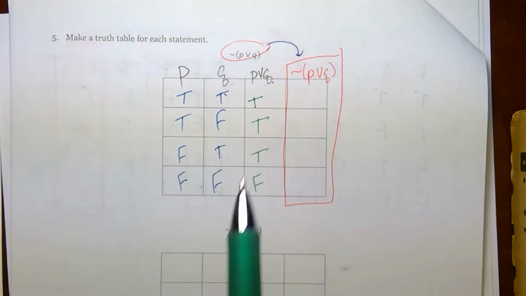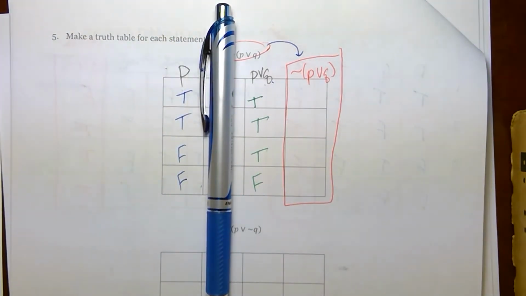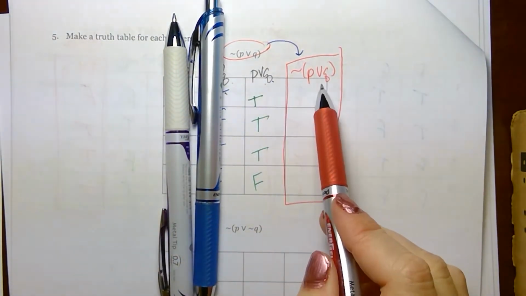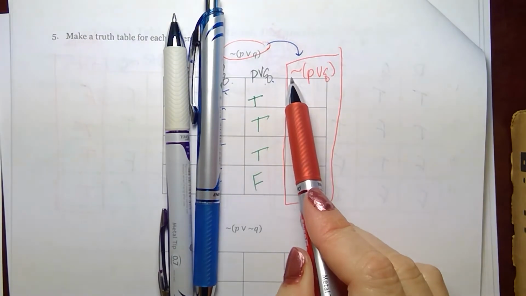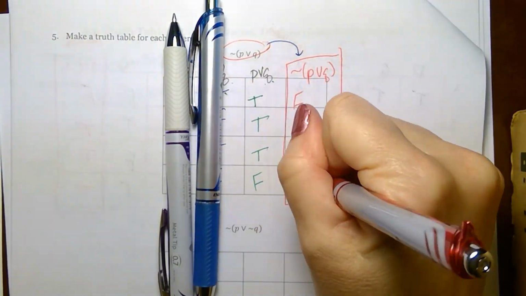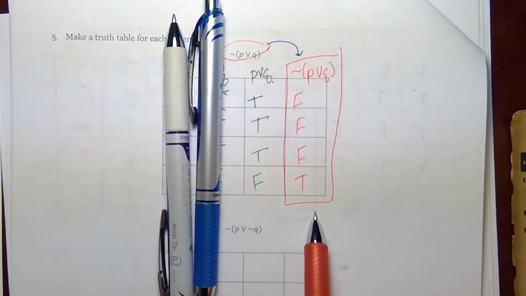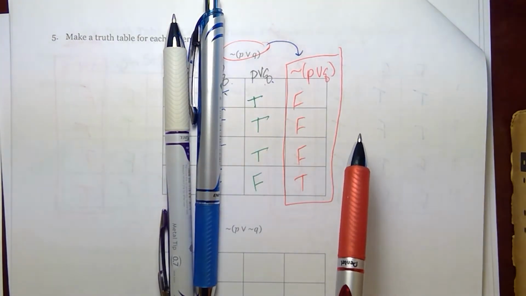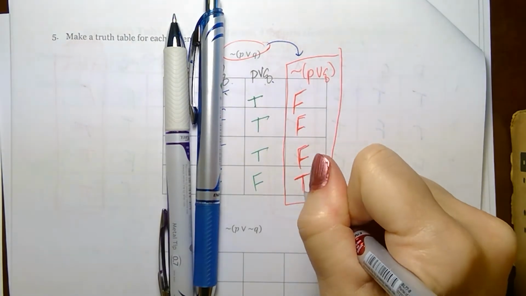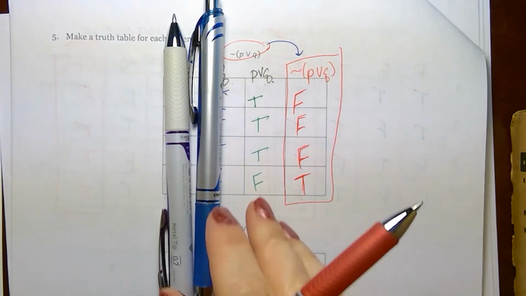All right. To get my final column, that negation, I don't need to look at the P or the Q column again. All I need to look at is the P or Q column, and then I need to negate it. Negate it means I switch the truth value. So that's my goal, this column. This truth table is not a tautology, and it is not a self-contradiction because I have 1 true and 3 cases that are false.